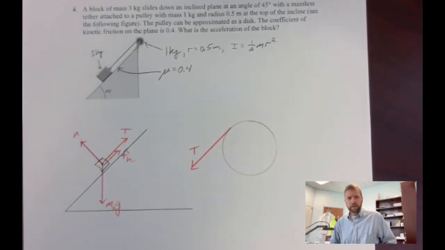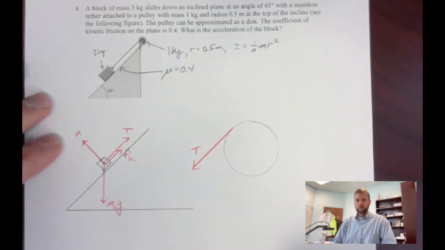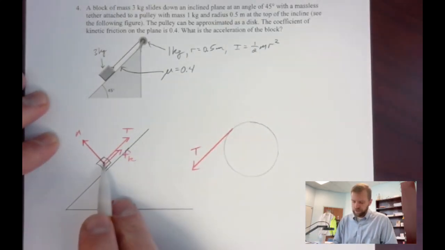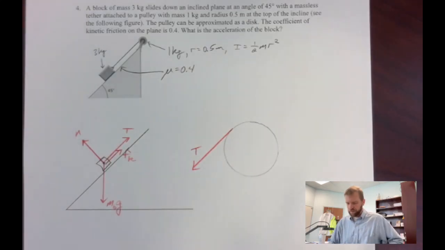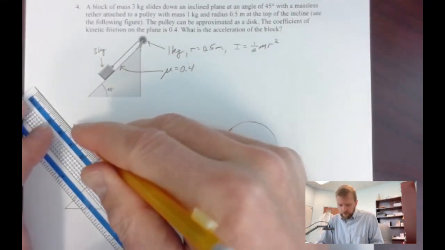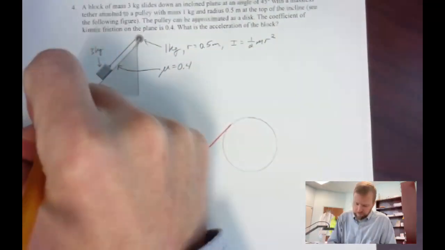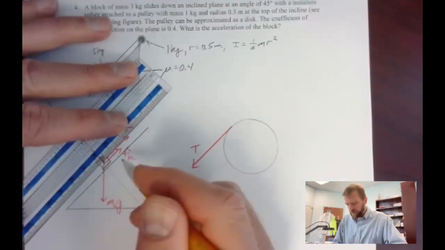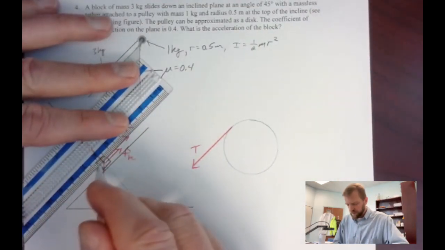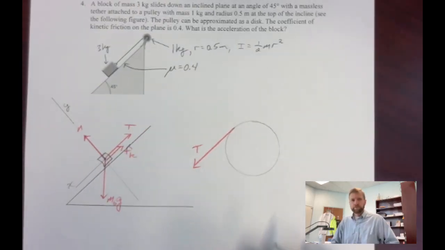Okay, so now that we've got a couple of nice free body diagrams, we're ready to write down Newton's laws of motion. Let's do it for this one first. We need to break gravity into its two components. So remember, we're going to let this be the y direction, and then this is the x direction.